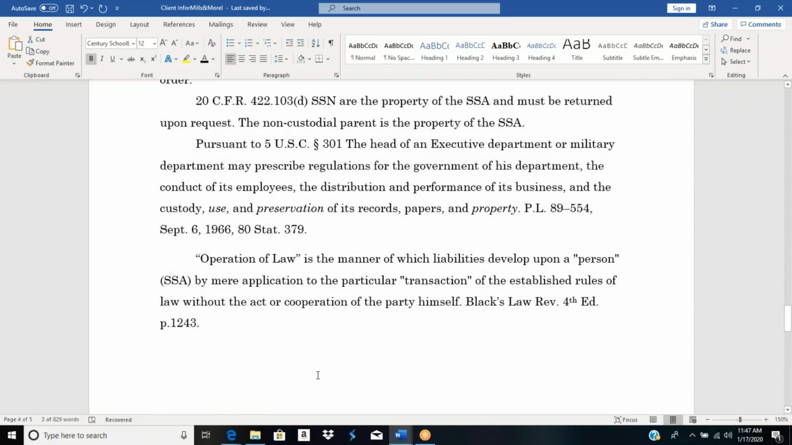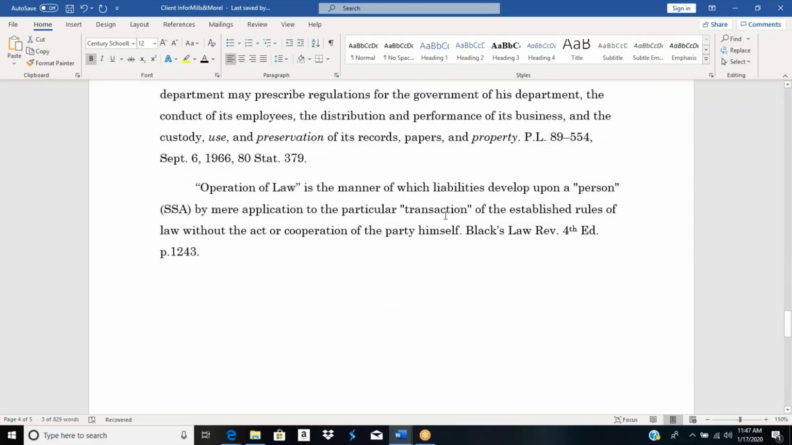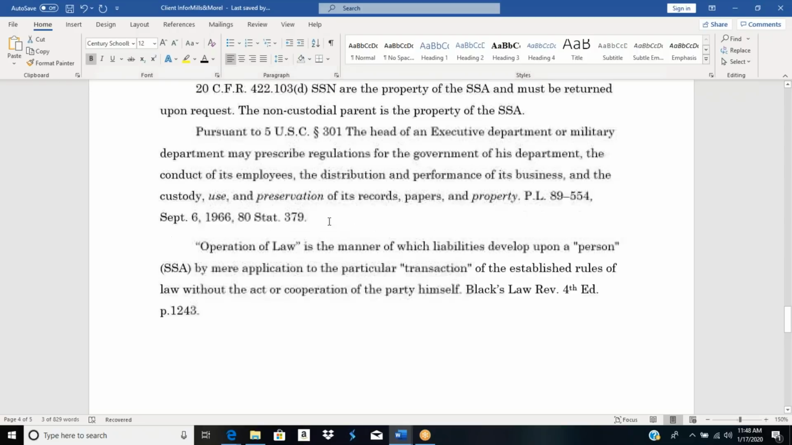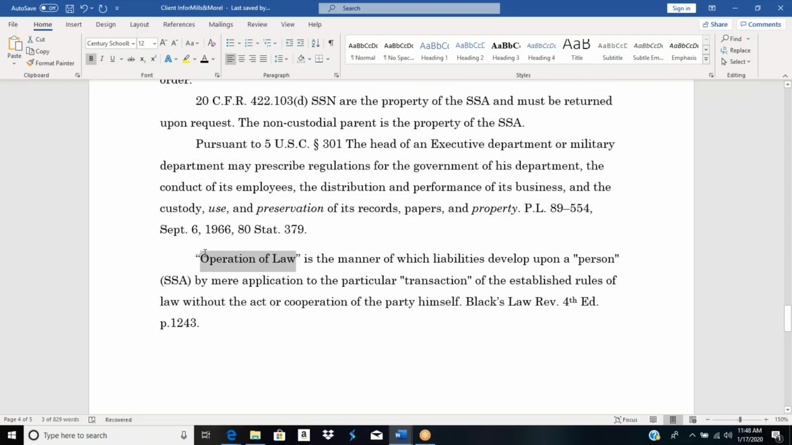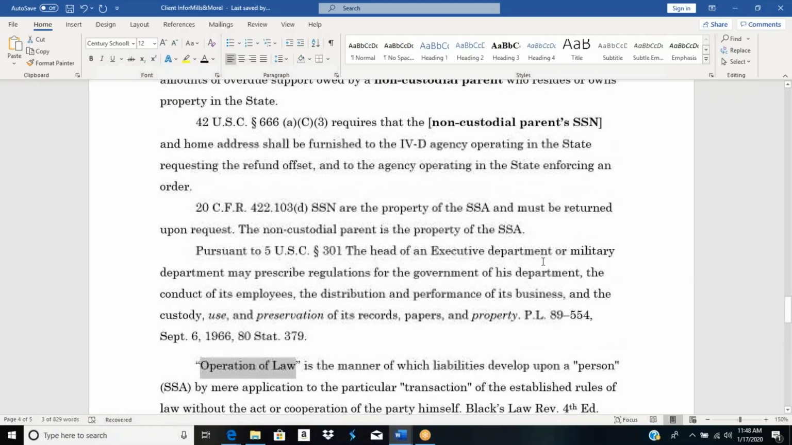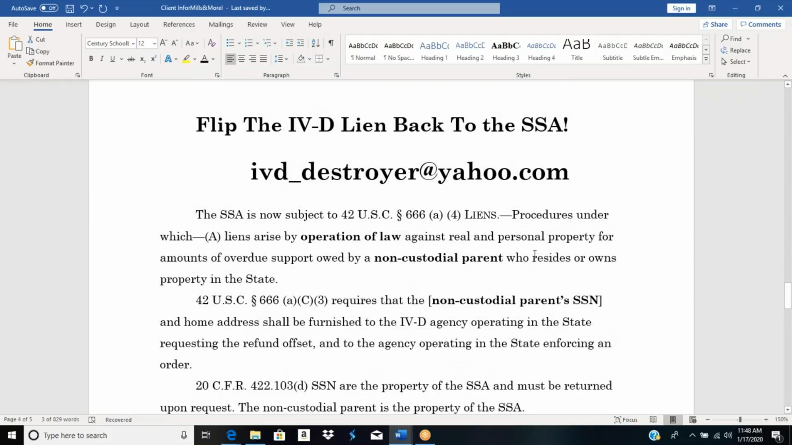And operation of law is very simple. Operation of law is the manner by which liabilities develop upon a person, which is the Social Security Administration, by a mere application to the particular transaction, which is the 4D lien, of the established rules of law without the act or cooperation of the party himself. So this is the equation that you're going to use to flip the 4D debt back to the Social Security Administration.